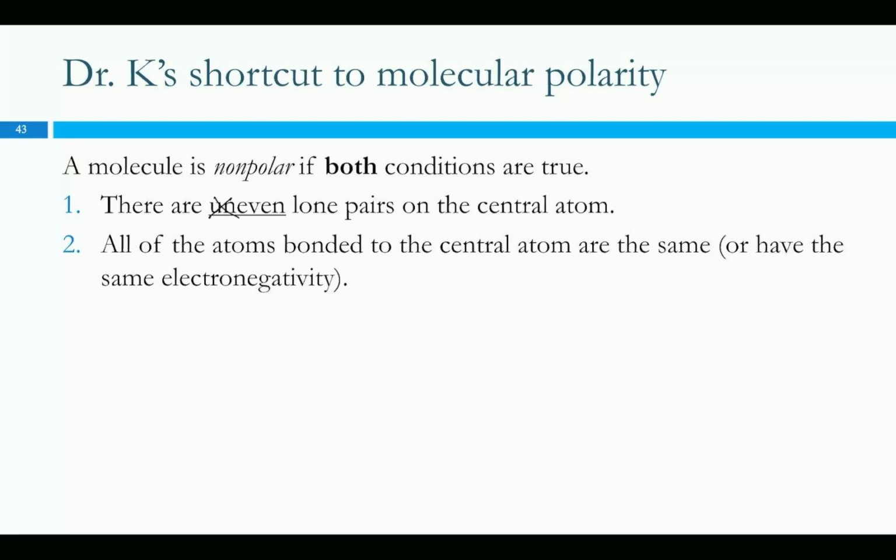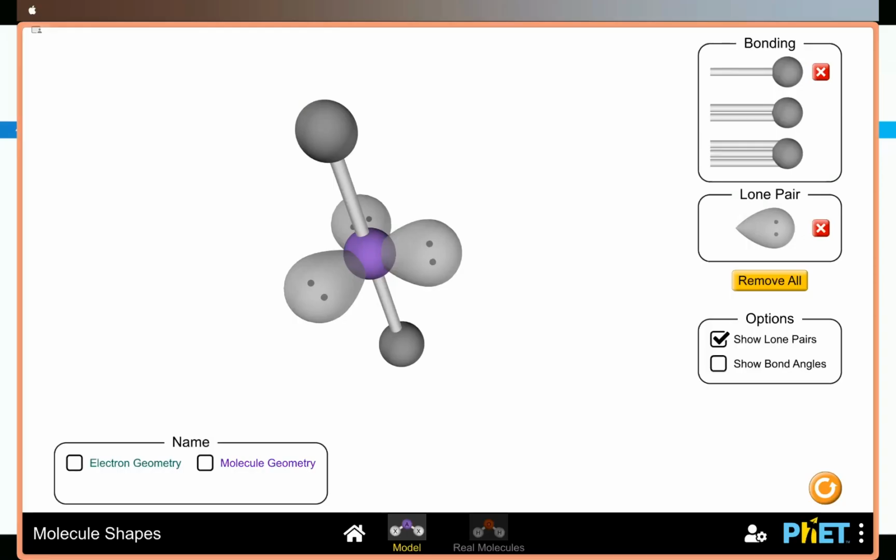There are even lone pairs on the central atom, and all of the atoms bonded to the central atom are the same, or have the same electronegativity. So this is an example of even lone pairs. Not that the number of lone pairs is even, but that they all cancel each other out.